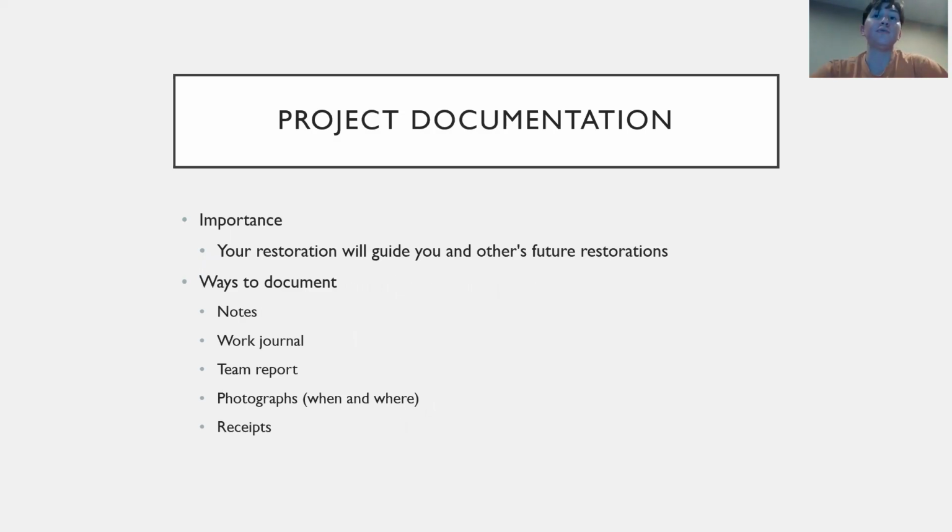Project documentation is also a very essential part of restorations, as it'll guide you and others through future restorations. The main ways to document are to take notes, create a work journal, team reports, photographs, and with that, it's very important to have when you took it and where the pictures were taken, so that you can compare them over time and know exactly where different aspects of the restoration took place. And receipts are very important for looking at budgeting for future restorations.